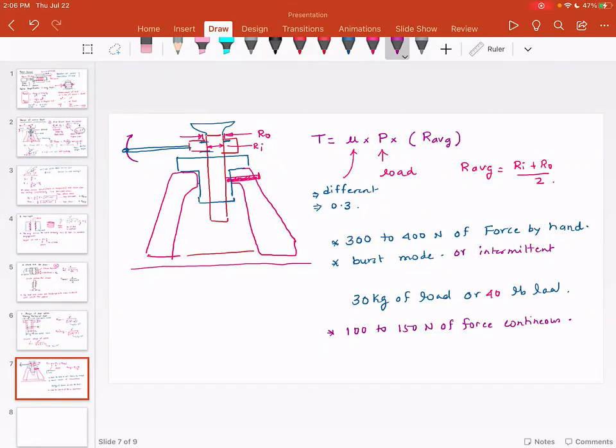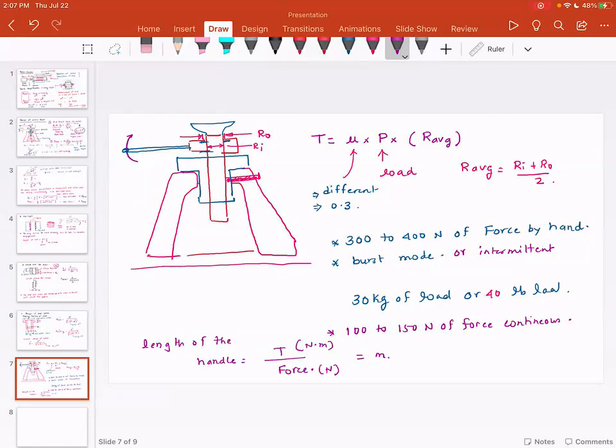So once you know the force and once you know the torque, you can find out the length of the handle, which is equal to torque divided by the force. Torque usually would be in newton meters. The force would be in newtons. So the length of the handle will be given in meters.